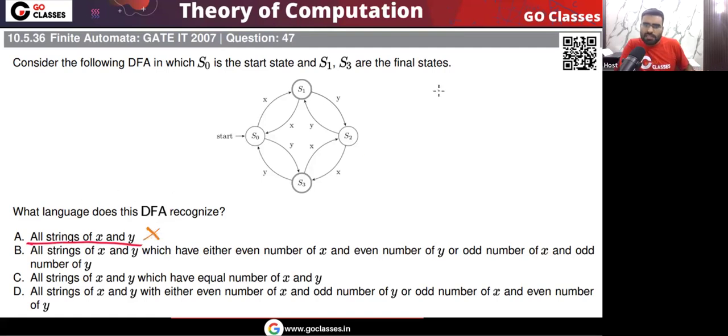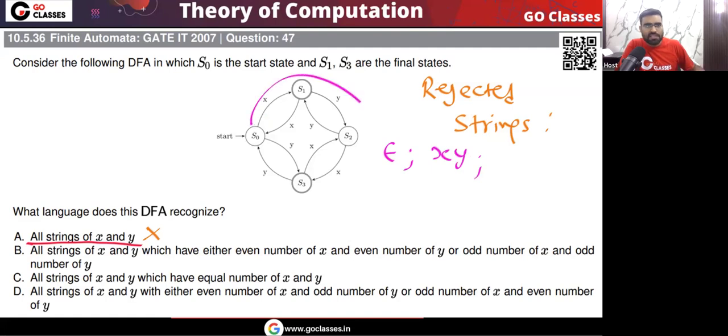No, you can easily see it. Tell me which are the rejected strings by this DFA. This DFA is rejecting the empty string. This is also rejecting XY. The XY string is rejected. You can easily see that YY is rejected. So option A is gone. Option A is saying that all strings are recognized, but this is false. So option A is gone.